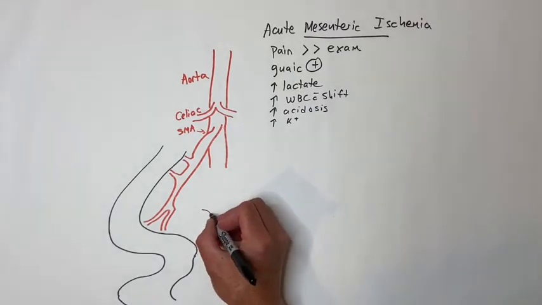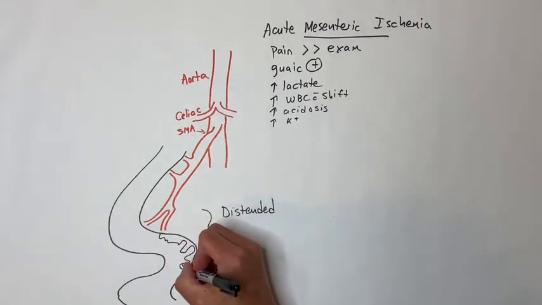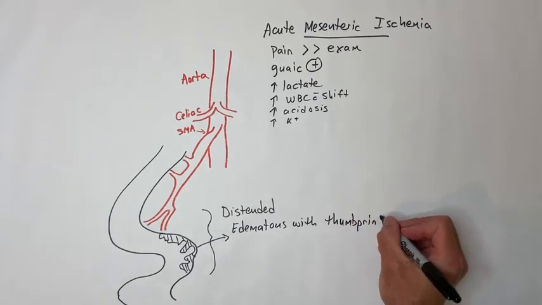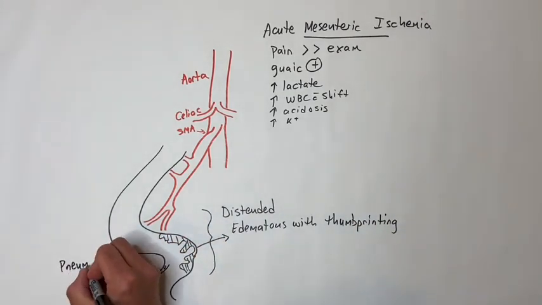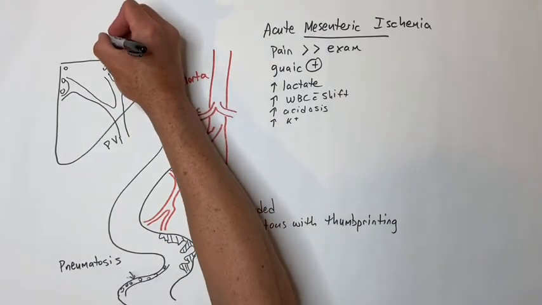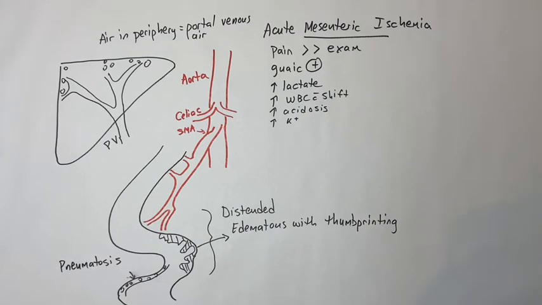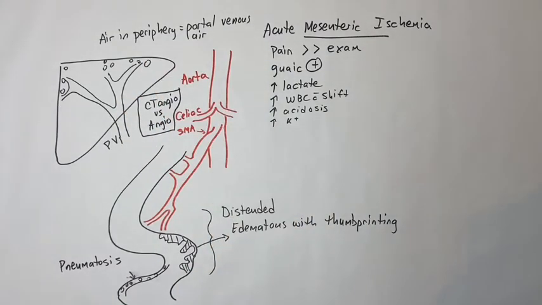Radiographs show distended paralytic ileus, edematous small bowel wall that can have thumbprinting, and in advanced ischemia, pneumatosis of the bowel wall with portal venous air. Remember that portal venous air goes all the way to the periphery of the liver, whereas air in the bile duct stays central in the liver. CT angiogram is probably the easiest way to see the location of the SMA disease, although most still say a formal angiogram is the gold standard.